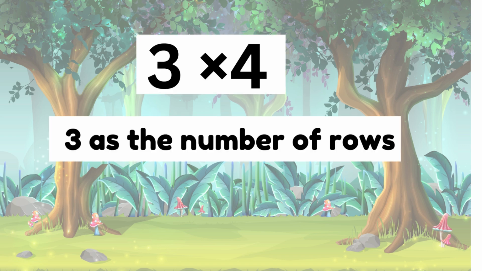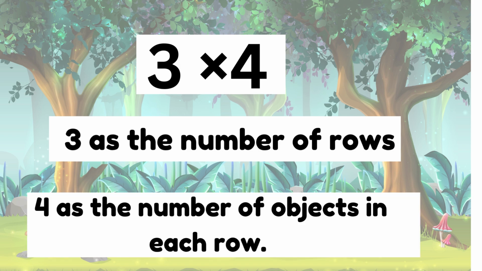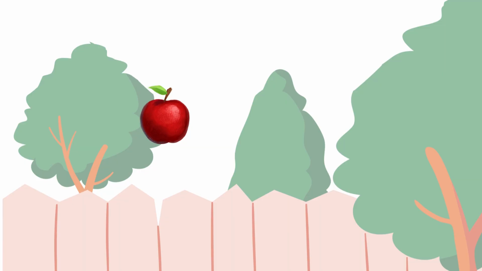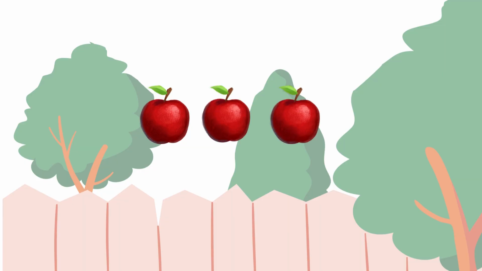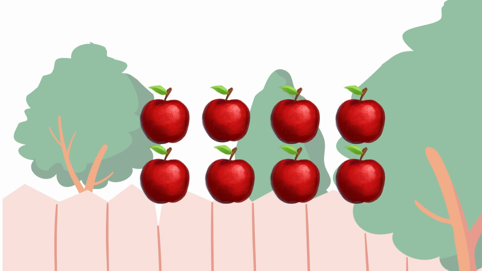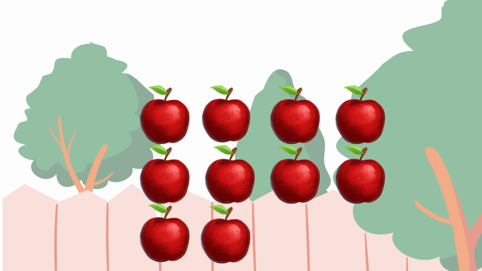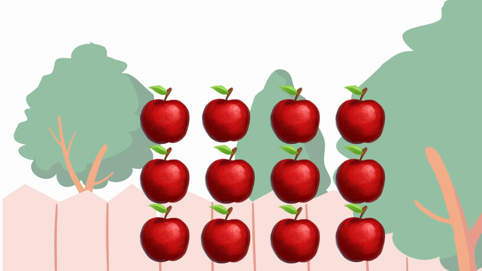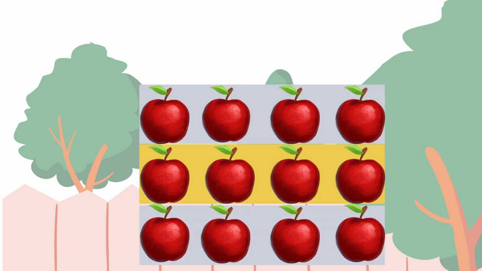We take 3 as the number of rows and 4 as the number of objects in each row. 1, 2, 3, 4 apples in the first row. 1, 2, 3, 4 apples in the second. And 1, 2, 3, and 4 apples in the third. Here's our array of 3 rows with 4 apples in each.